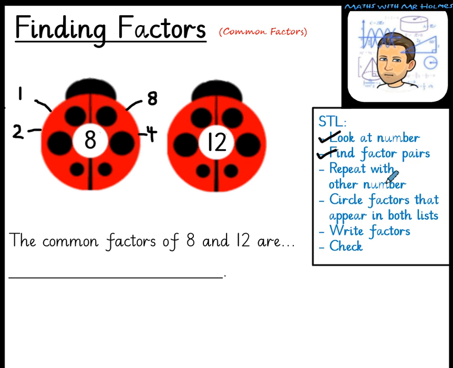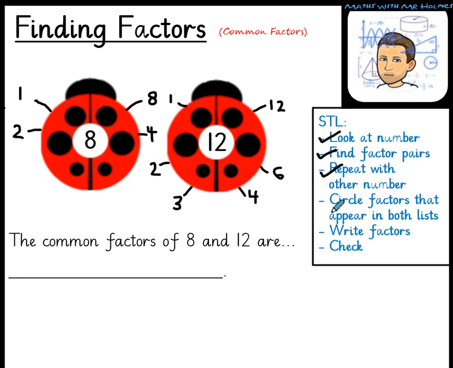We're now going to repeat with the other number. So we know 1 and itself. We then go to 2. That's 2 times 6. In the 3s, yep, 3 times 4 is 12. And then 4s, but we've already done that, so we'll stop.